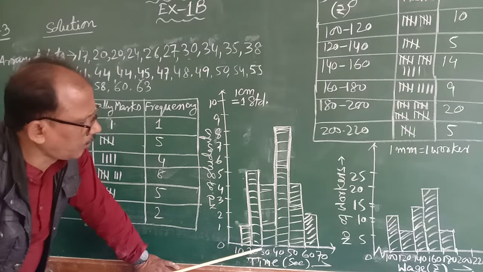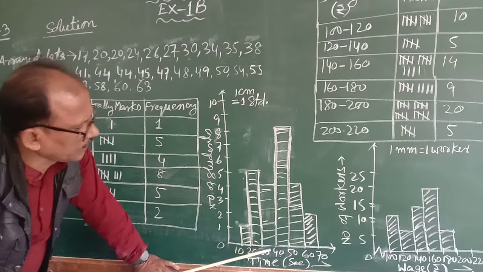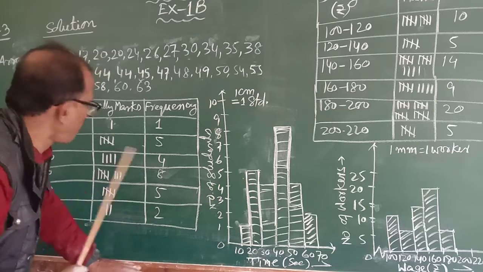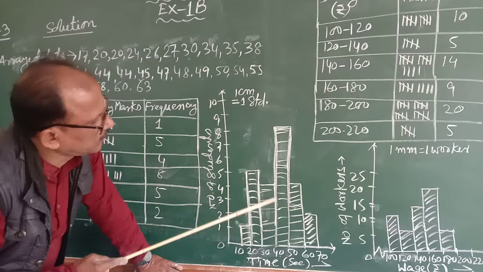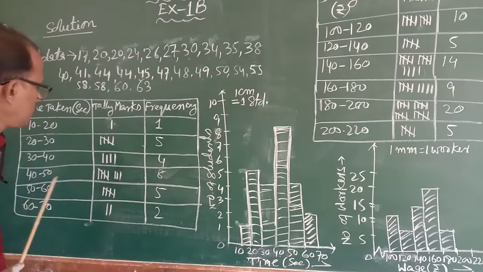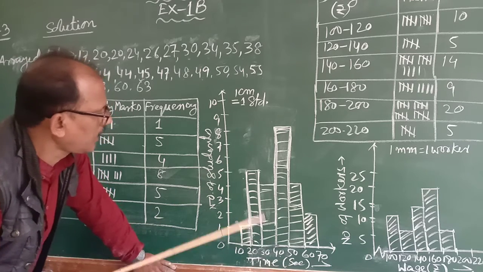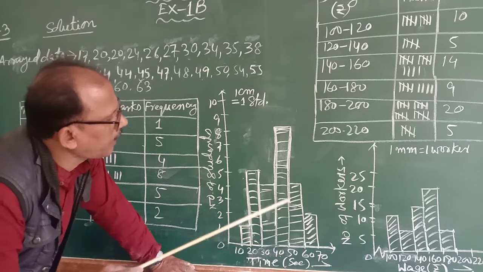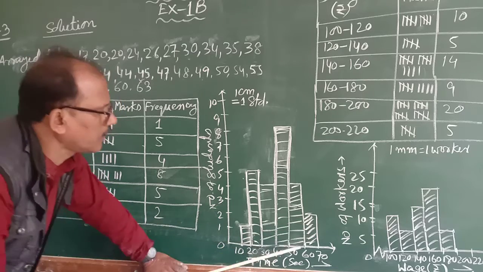Now 20 to 30, how many? It will be 5. So till 5 you draw this line. Now 30 to 40, how many? It will be 4 students. So you take it up to 4. Up to 4 this line. Okay, now 40 to 50 will be how many? It will be 8. So take this line up to 8. Could you understand? Now 50 to 60 will be 5 students. You take this line up to 5. Now 60 to 70, how many? There are 2 students. You take this line up to this.